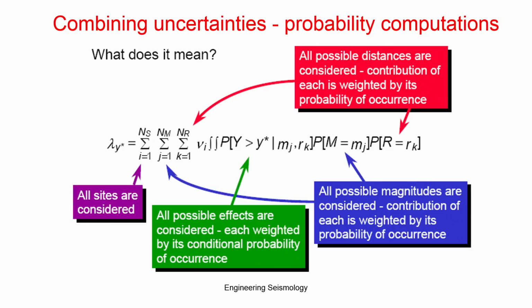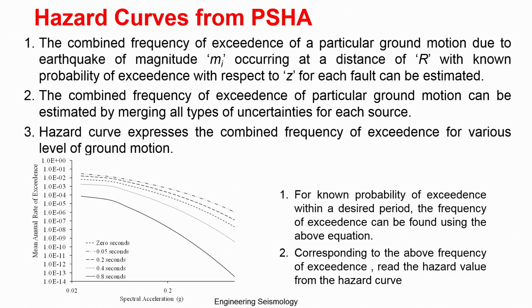So all these models are combined here: the temporal variation, distance variation, magnitude variation, and GMPE uncertainties are combined together. Finally, the mean annual rate of exceedance is estimated with respect to different periods of the structure and different PGA values. That is called a hazard curve. So the mean annual rate of exceedance is plotted here against spectral acceleration, like the PGA of the different sources, and you can estimate for different periods considering the g value variation. This typical curve is called a hazard curve from the probabilistic seismic hazard analysis.